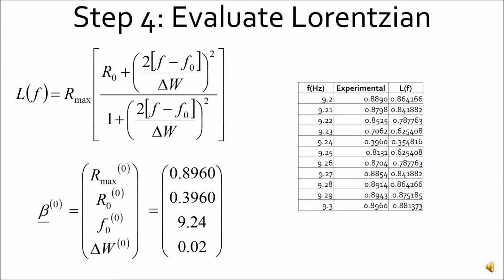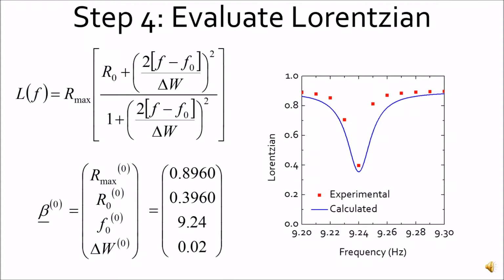Okay, so step 4 is evaluate the Lorentzian. So we now have these starting parameters. We have R max, R0, F0, delta W. With that, we can just enter in the frequency at which we've measured values experimentally, evaluate the Lorentzian, and then just make a note of these values, which is what we've done here on the right-hand side.